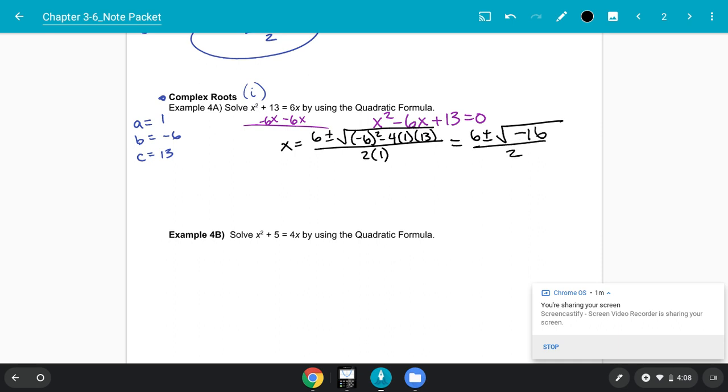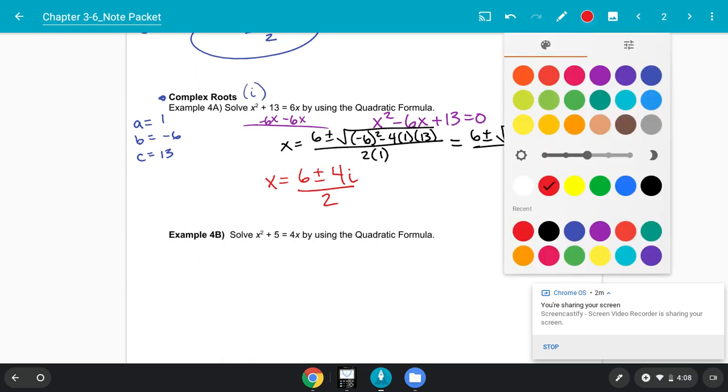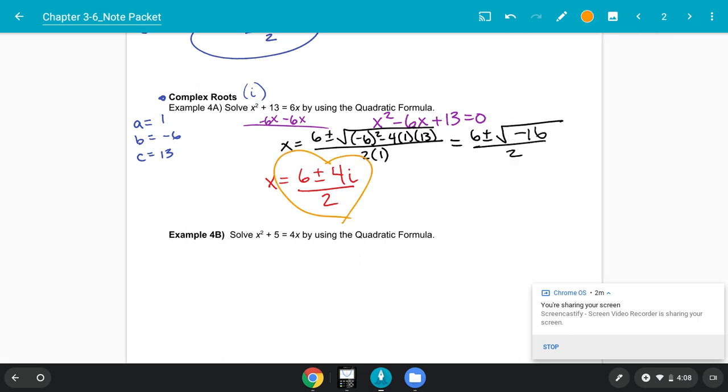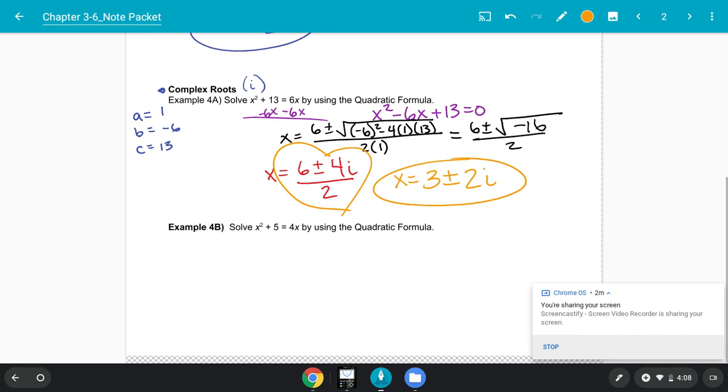All over 2. Okay. What is the square root of a regular 16? The square root of a regular 16 is 4. Problem, we have a negative. So we're just going to slap an i on that and call it good. Okay, so just put an i on it and you're good. And then divide that by 2. So again, if it's a heart, break it apart. 6 divided by 2 is 3, plus or minus 4 divided by 2 is 2. So 3 plus or minus 2i is your solution there.